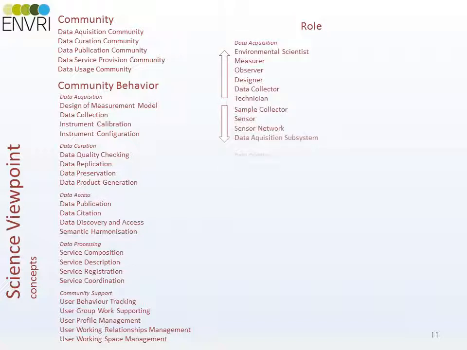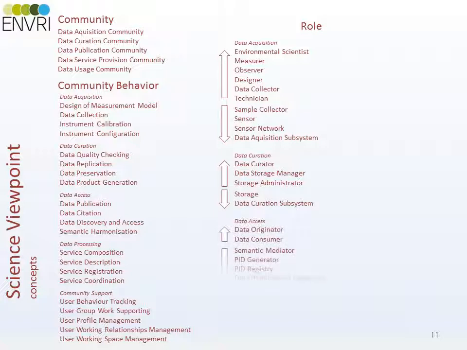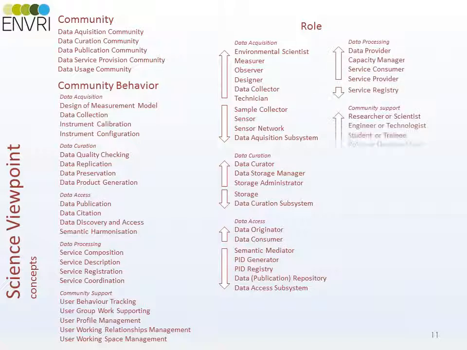The role an agent has in a community determines its behavior within that community. A role can be either active, typically associated with a human actor, or passive, typically associated with a non-human actor. Different roles for each community have been specified and listed here. Active roles are listed before passive roles.